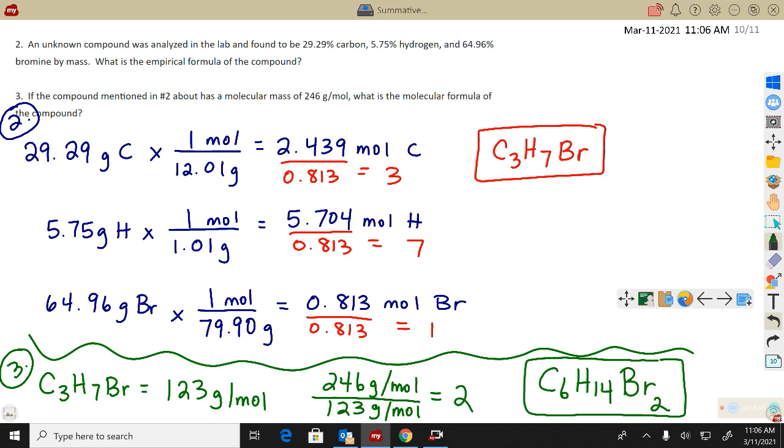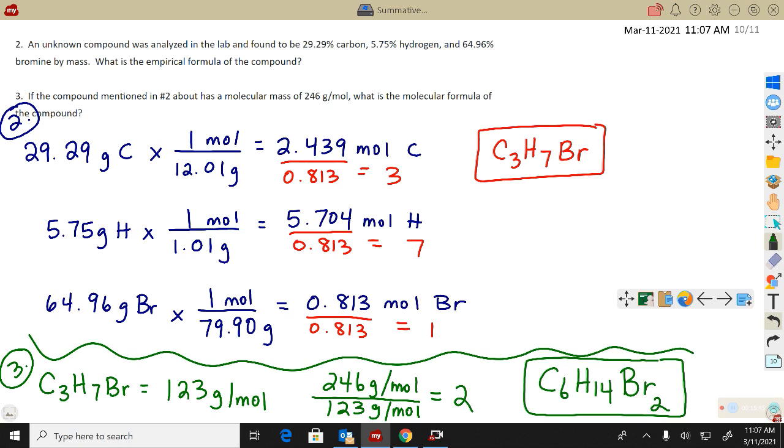If I assume a 100-gram sample, then I can use those percentages as masses. And once I have grams, I can switch them into moles. So same thing, once I switched all my grams into moles, I tried to leave at least 3 digits, sometimes 4. I just wanted to leave enough so that I felt confident when I got my whole number ratios, which ended up becoming nice whole number ratios when I divided everybody by the smallest. The smallest was my 0.813 moles of bromine.